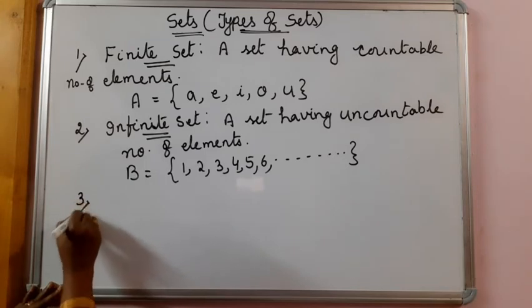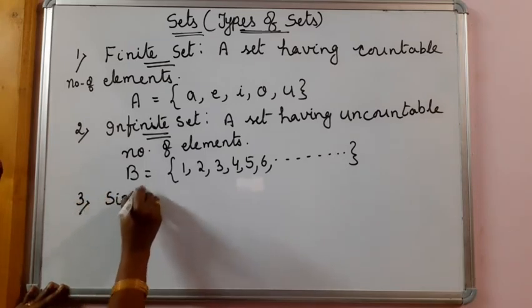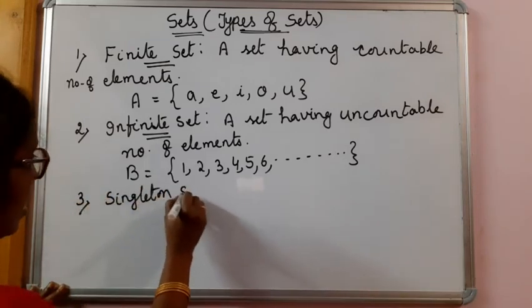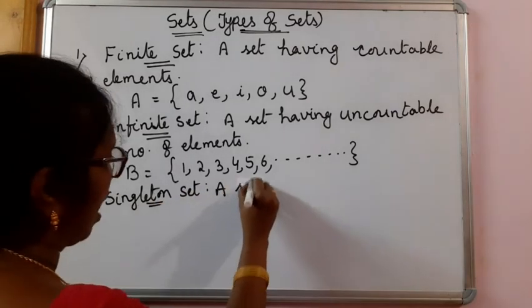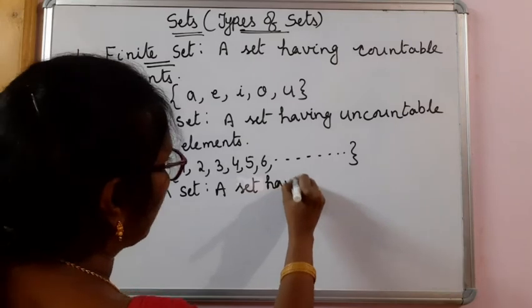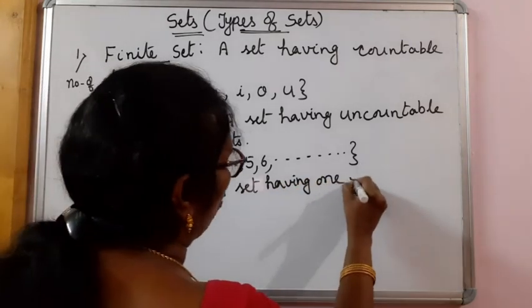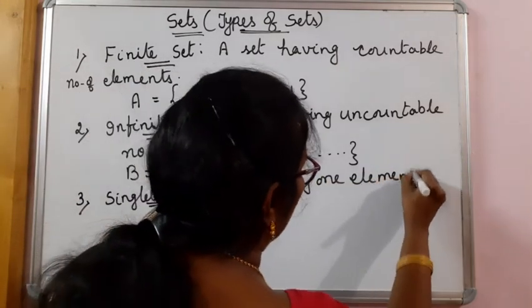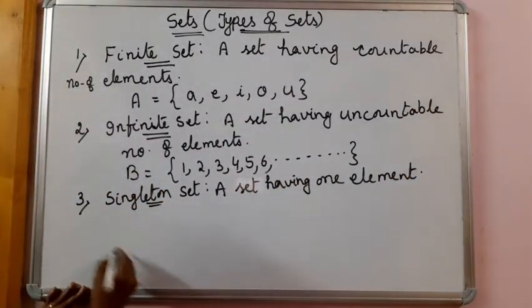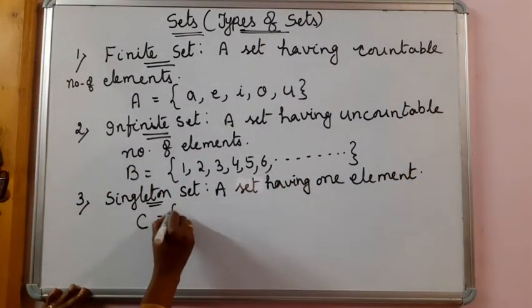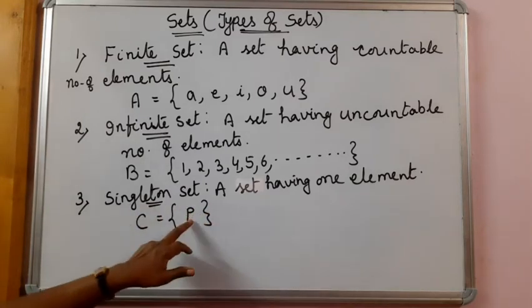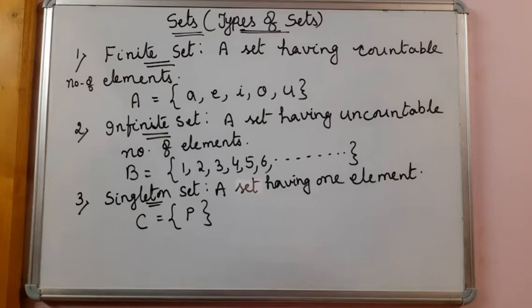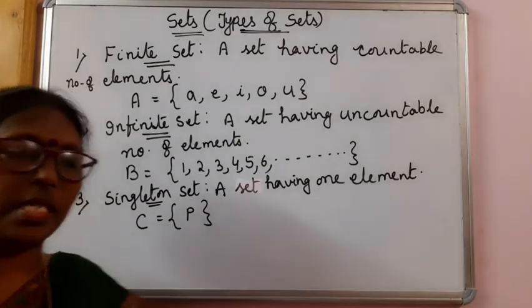And your third set is singleton set. The name itself is saying to us single means one. A set having only one element is called a singleton set. Let me give you an example. Set C is having only element P. So P is the only element of set C. So this is said to be a singleton set.